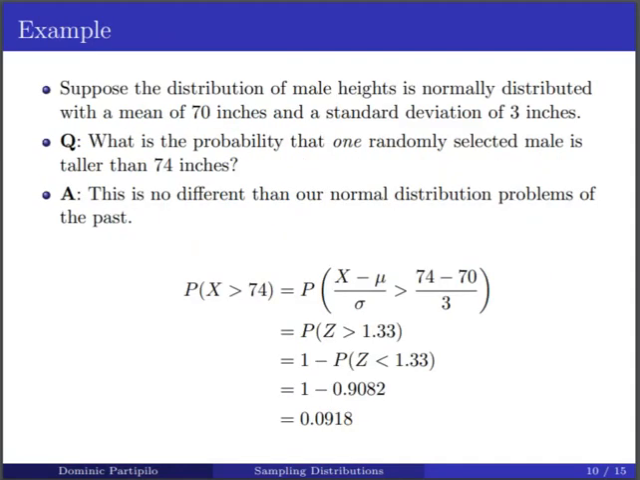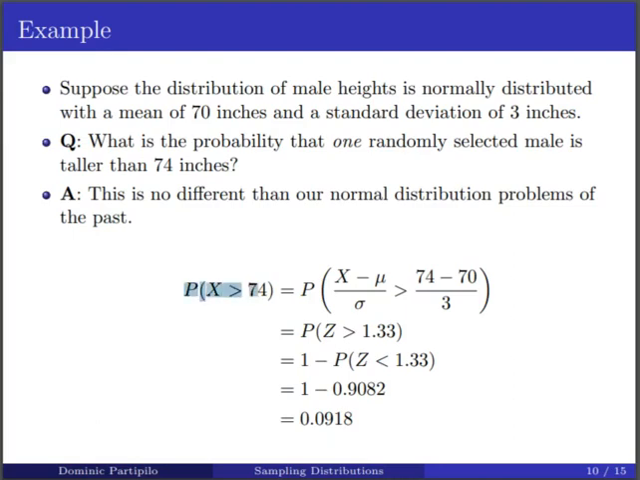Well, let's look at an example. Suppose the distribution of male heights is normally distributed with a mean of 70 inches and a standard deviation of 3 inches. So what's the probability that one randomly selected male is taller than 74 inches? And we've actually done this problem before. This has nothing to do with the sampling distribution of the sample mean, but we're going somewhere with this.